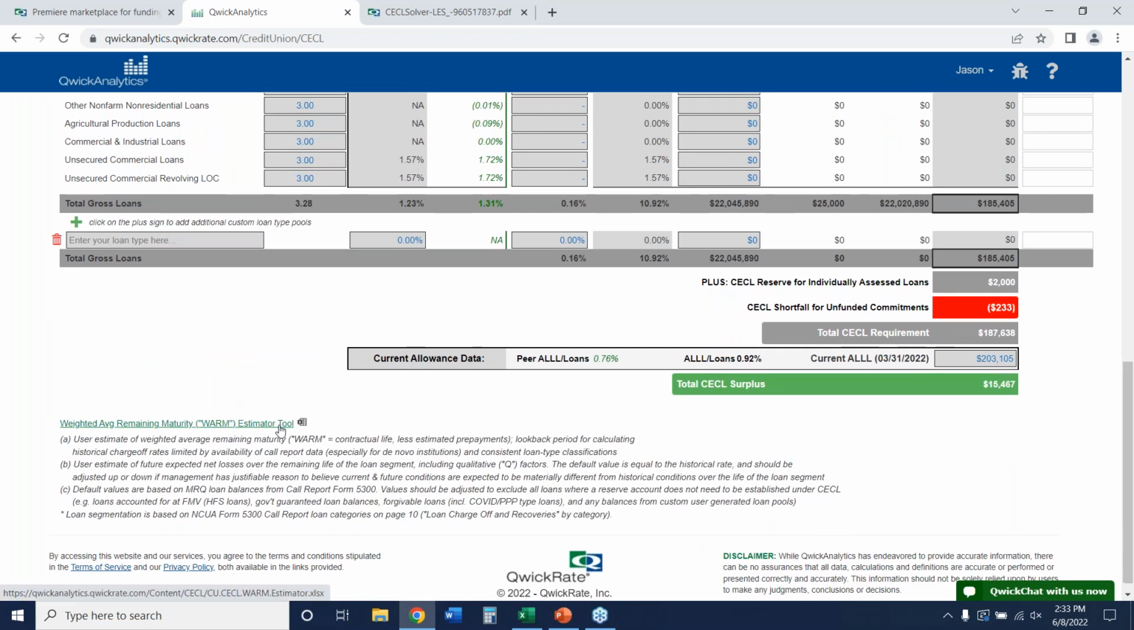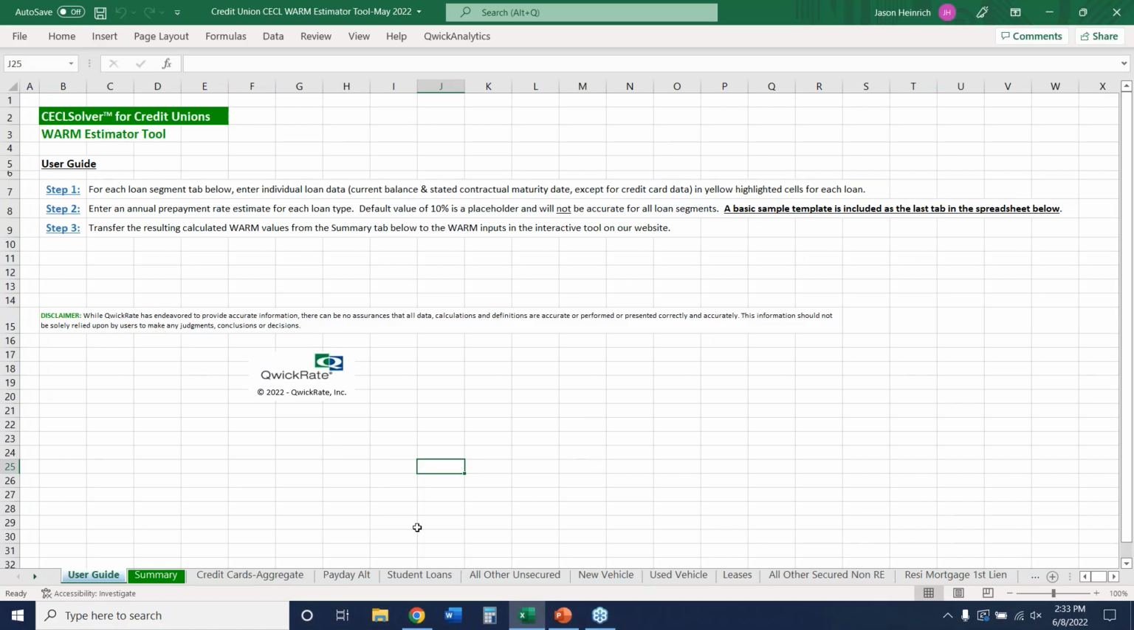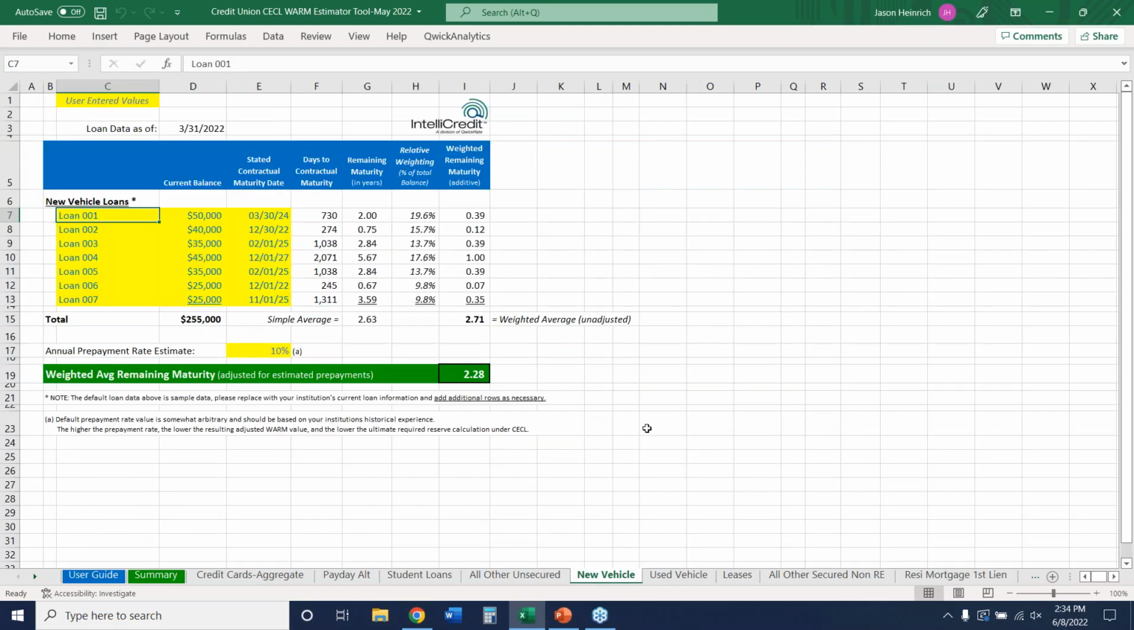We do offer a little estimator tool that you can use to help you with calculating that number. So let's say you do have a weighted average maturity. The difference between a WARM and the weighted average maturity is the prepayment estimate. You need to apply some prepayment estimates to the weighted average maturity to get your true WARM. So if you can get that weighted average maturity, plug it in here, plug in your prepayment speed, and boom, you've got your WARM that you can use on a tool.